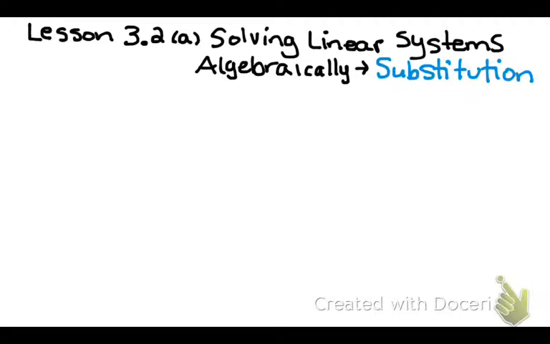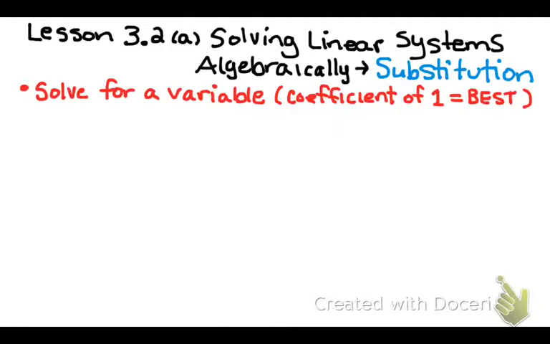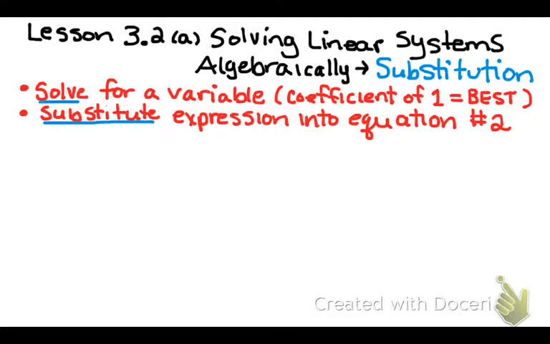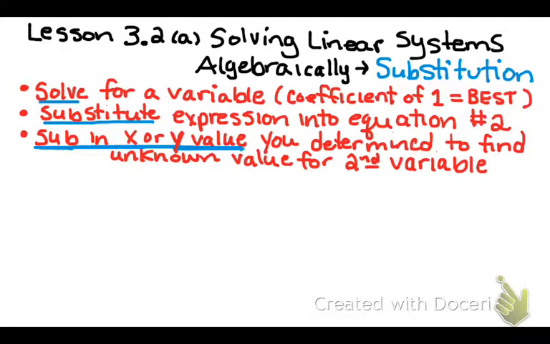Given two equations, you're going to solve one of the equations for one of its variables. And it's best to use the variable with a coefficient of 1. That way you can avoid fractions. Next, you're going to substitute the expression into the second equation. Now substitute the x or y value into one of the equations to determine the unknown value for the remaining variable. Finally, you're going to check your solution by subbing both values back into the second equation.